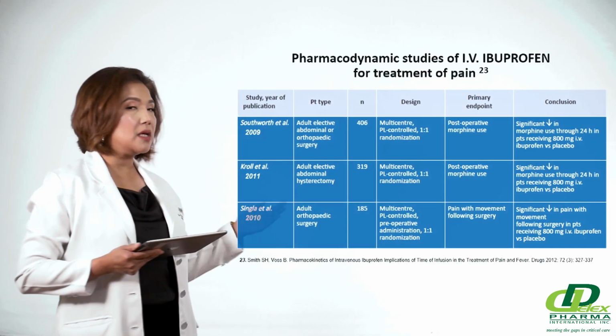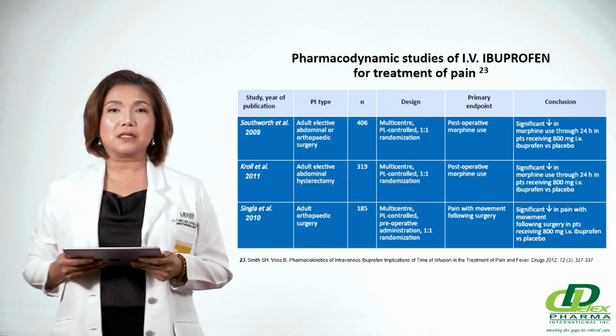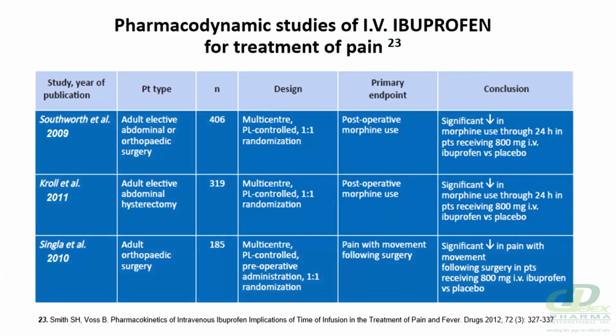This is a summary of pharmacodynamic studies. It shows that the use of IV ibuprofen 400 milligrams or 800 milligrams significantly reduced post-operative use of morphine and pain with movement following surgery.